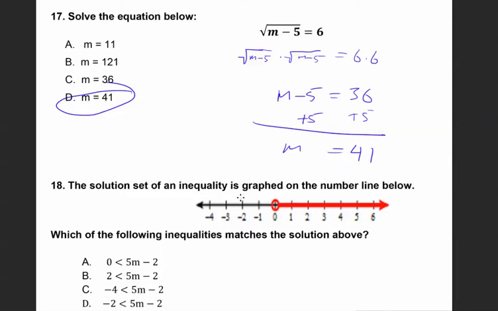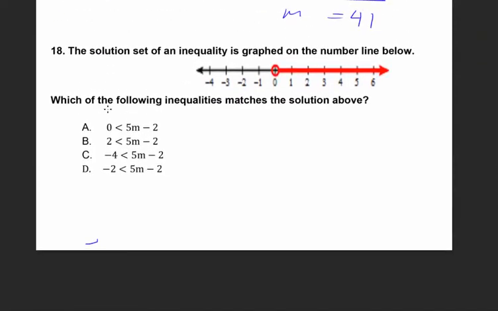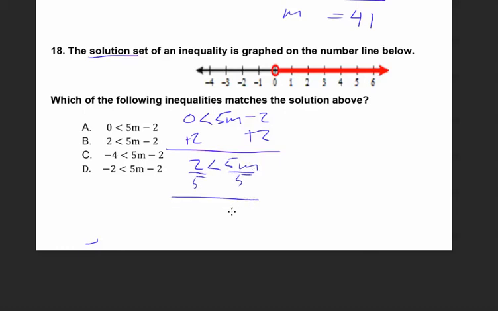This is a tricky question because it gives us the solution to the inequality and is asking us which of the inequalities matches it. So what I could do is I could go through and solve each one of these using my inverse operations. I can add 2 to both sides and then divide by 5. This one says m is greater than 2 over 5, but that's not 0 like that one says. So I could go through and do all of them, or I can just think in my head.